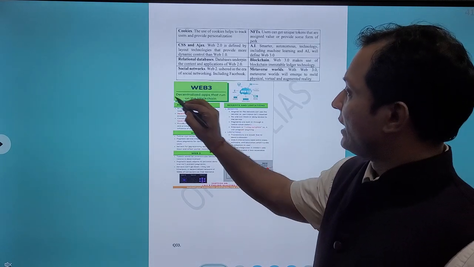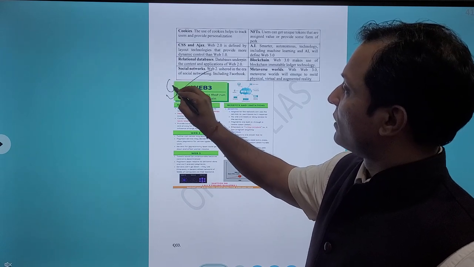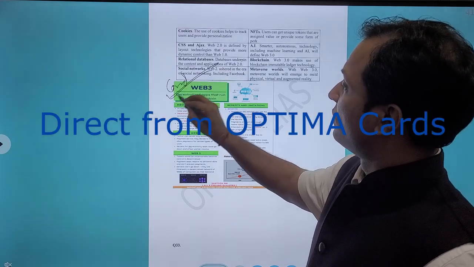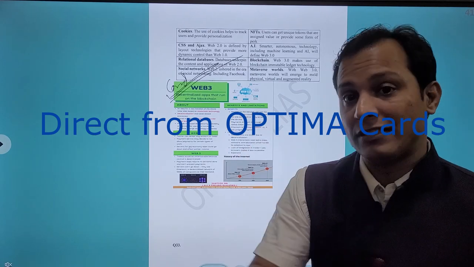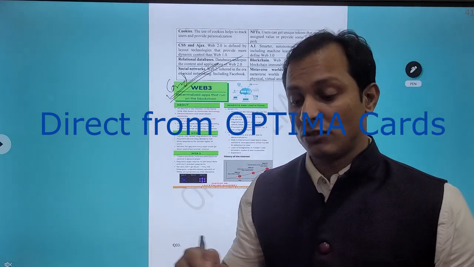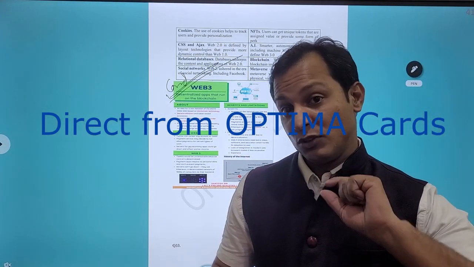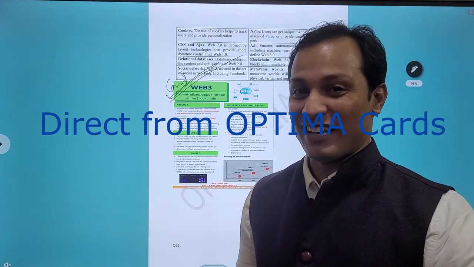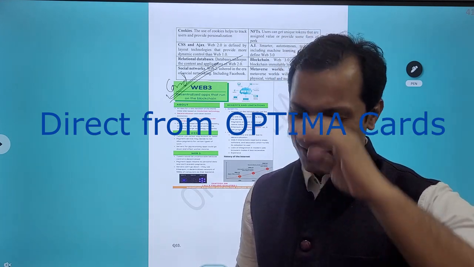And you know, I gave the card also. I gave the Optima card also on Web 3.0. And this I shared on the day of the exam. Morning I shared, guys. I told you, I have posted this question. You will see this question in the exam hall. I said this same sentence, guys, because I was very confident.